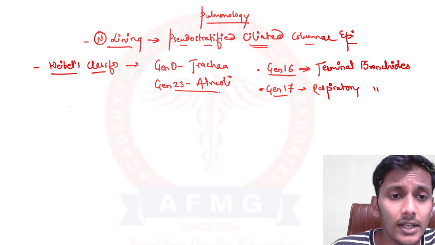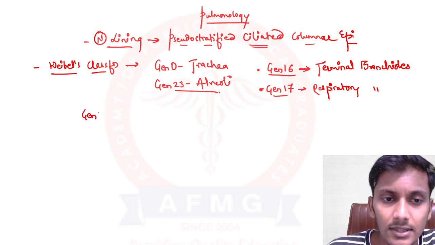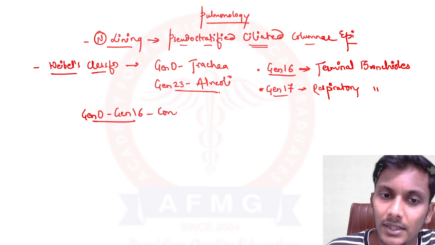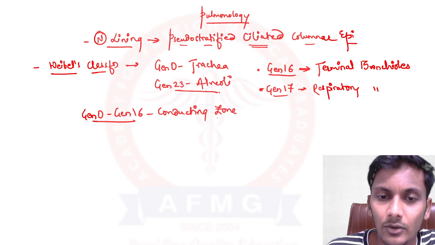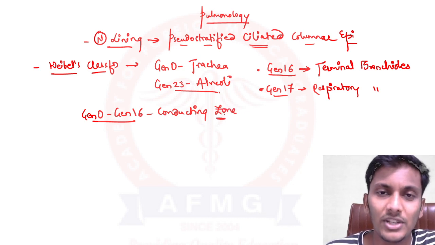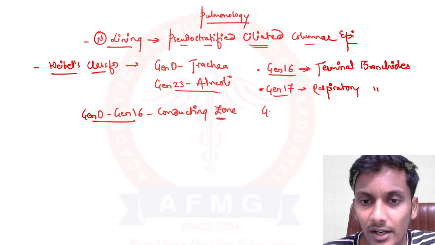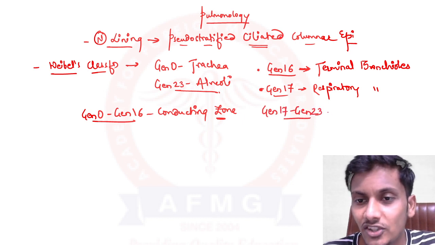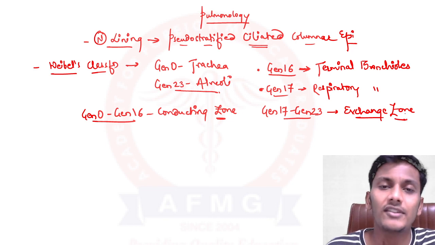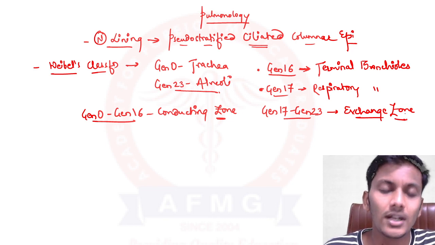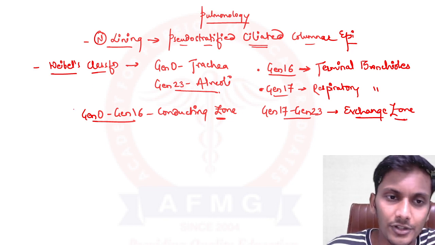So just remember, guys, generation 0 to generation 16 would be your conducting zone. That is, the air is only conducted, okay? No exchange takes place between generation 0 and generation 16. Whereas from generation 17 onwards till generation 23, the actual exchange or respiration occurs. Therefore, generation 17 to 23 would be known as your exchange or respiratory zone. This is important to remember.